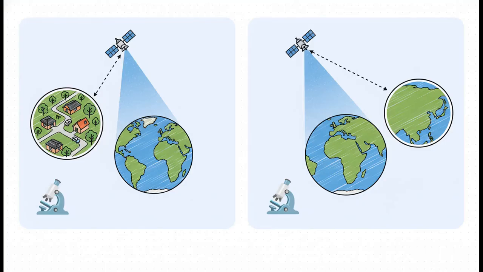So here's the first huge trade-off. You can build a microscope that sees incredible detail, but only over a tiny, tiny area at a time. Or you can build a wide-angle lens that can see a whole continent in one shot, but it can't make out a single car. You just can't have both in the same sensor. The higher your resolution, the narrower your field of view, or swath, is going to be.